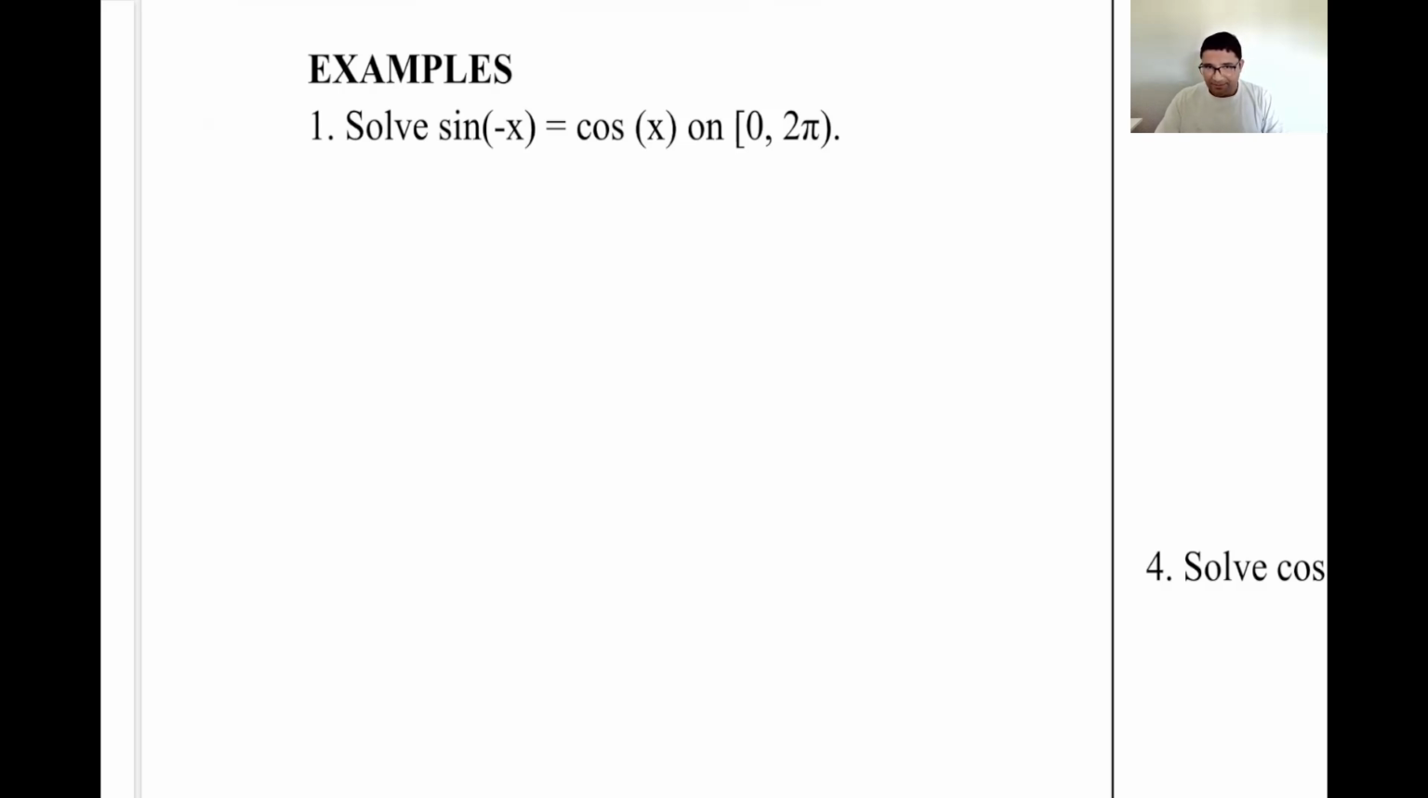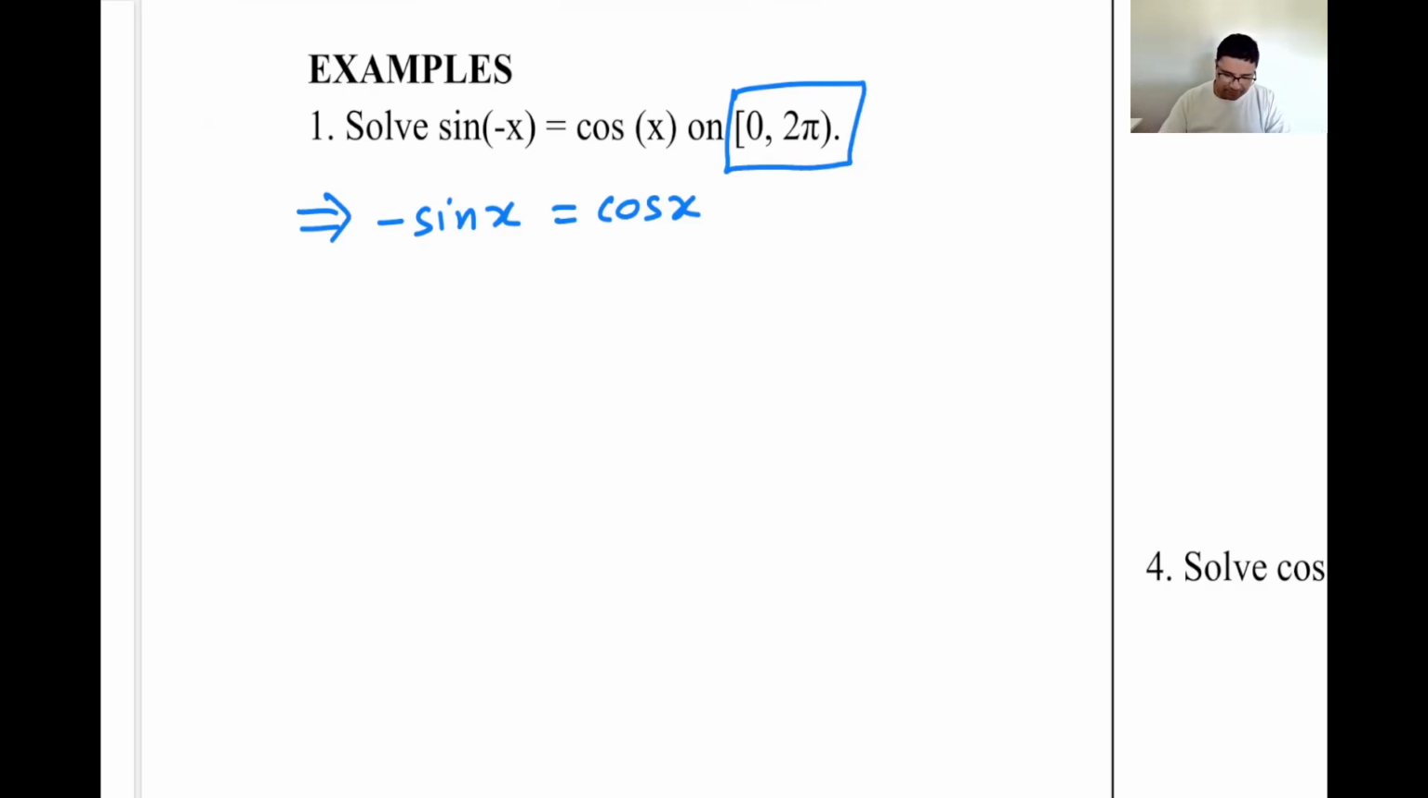All right, let us solve some examples. Sine of minus x equals cos x, and you have to write solutions on the interval 0 to 2 pi. So where can I begin? The first thing I can do is remember sine is an odd function. So sine of minus x is minus sine x. So minus sine x equals cos x.